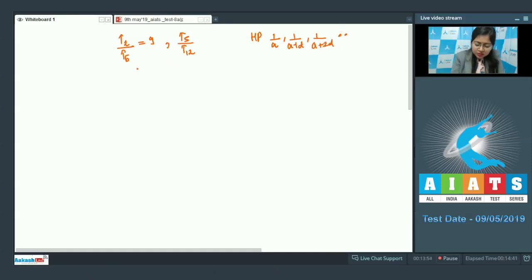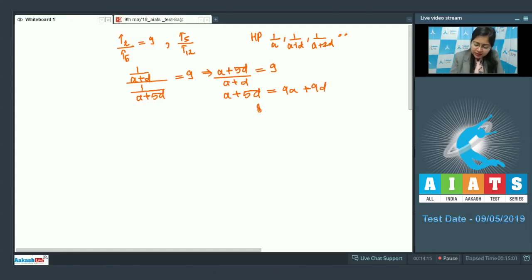So second term is 1 upon A plus D divided by 1 upon A plus 5D. So this is equal to 9, which means that A plus 5D divided by A plus D is equal to 9. So we have A plus 5D is equal to 9A plus 9D, that is 8A plus 4D is equal to 0.